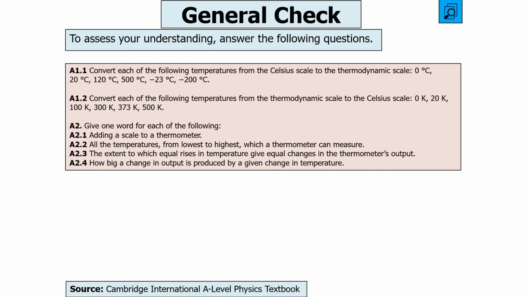And then give one word for each of the following. Adding a scale to a thermometer. All the temperatures from lowest to highest which a thermometer can measure. The extent to which equal rises in temperature give equal changes in a thermometer's output. And then how big a change in output is produced by a given temperature change. So pause the video now, then unpause the video when you want to go through your answer.